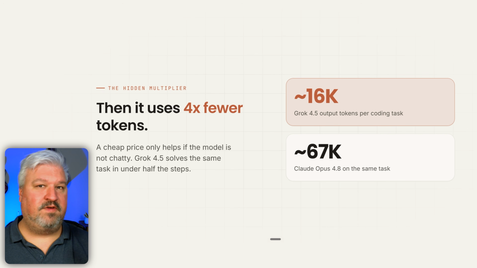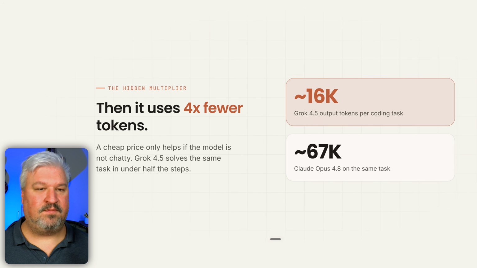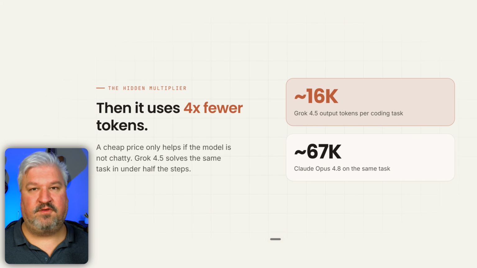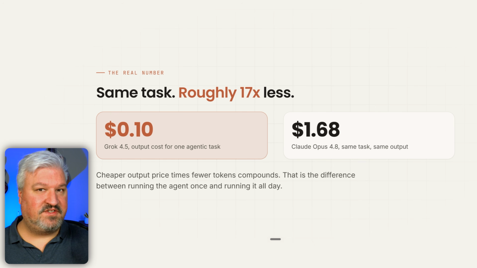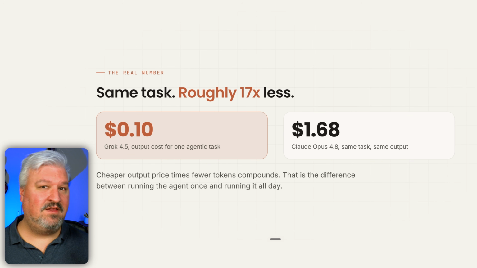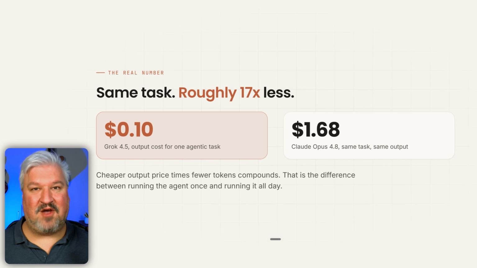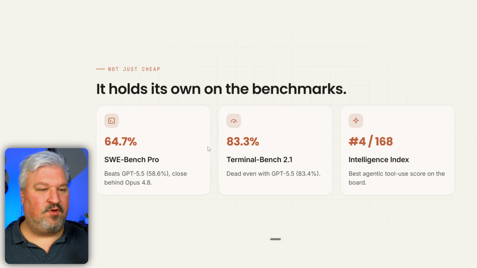And another key difference is it actually uses fewer tokens to achieve similar results to its flagship models, around about 4 times fewer tokens. On similar tasks, I've actually found that Grok is about 17 times cheaper than something like Opus 4.8. And it also performs exceptionally well on the coding benchmarks as well.